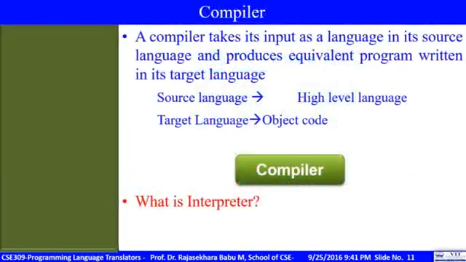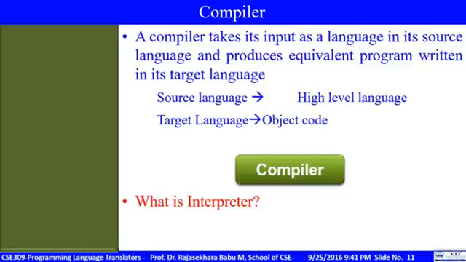So let us see what the compiler is. The compiler is software. It is not hardware. It is software which translates one language into another language. The language which is to be translated, we call the source language or source program. The language which it is translated into, we call the target program or the target language. So this is about the compiler.